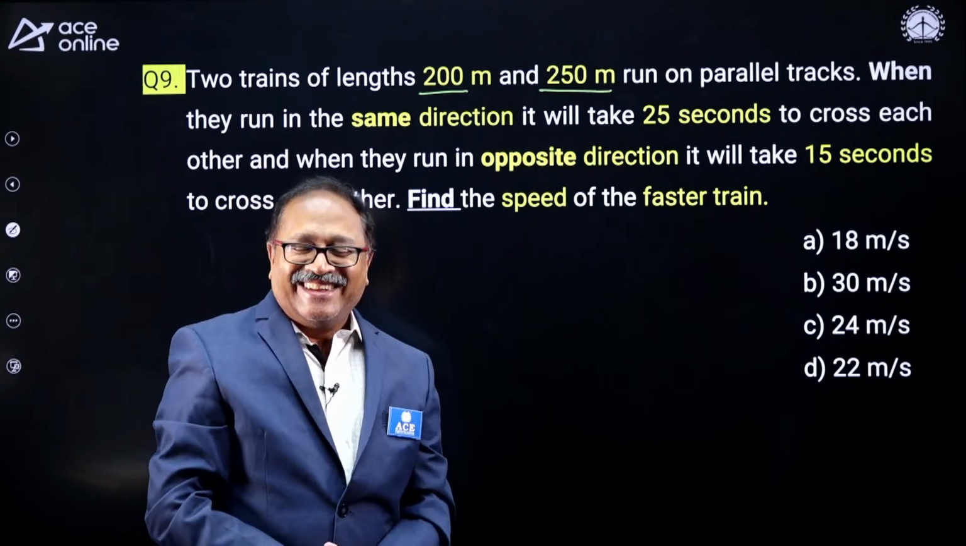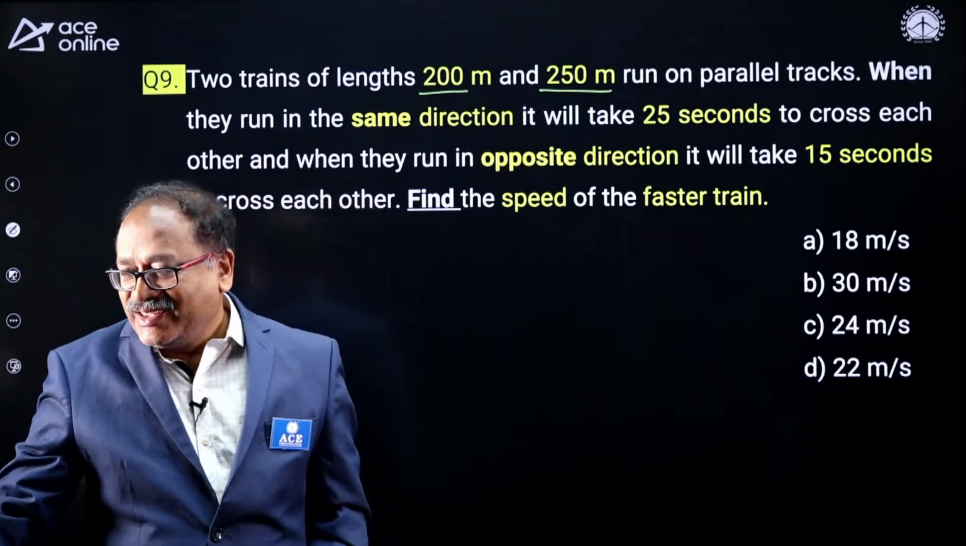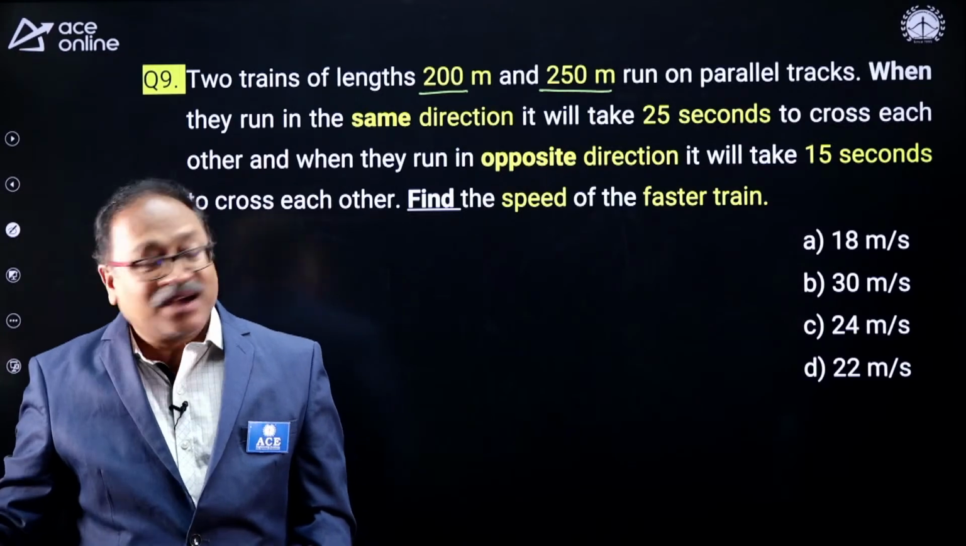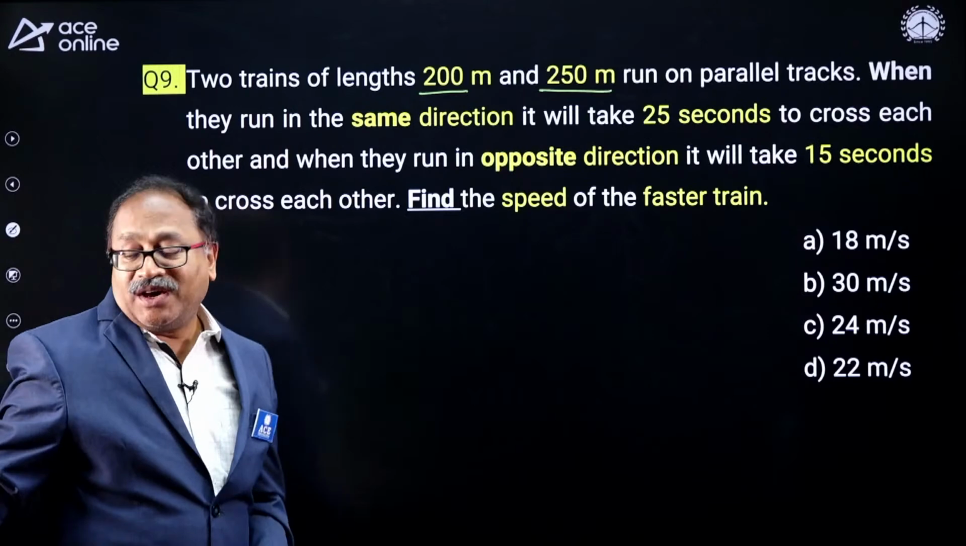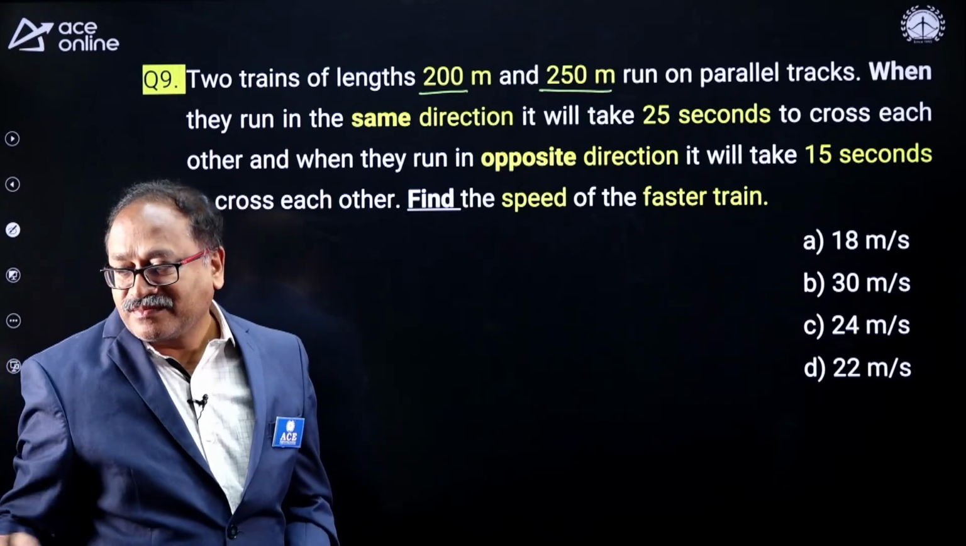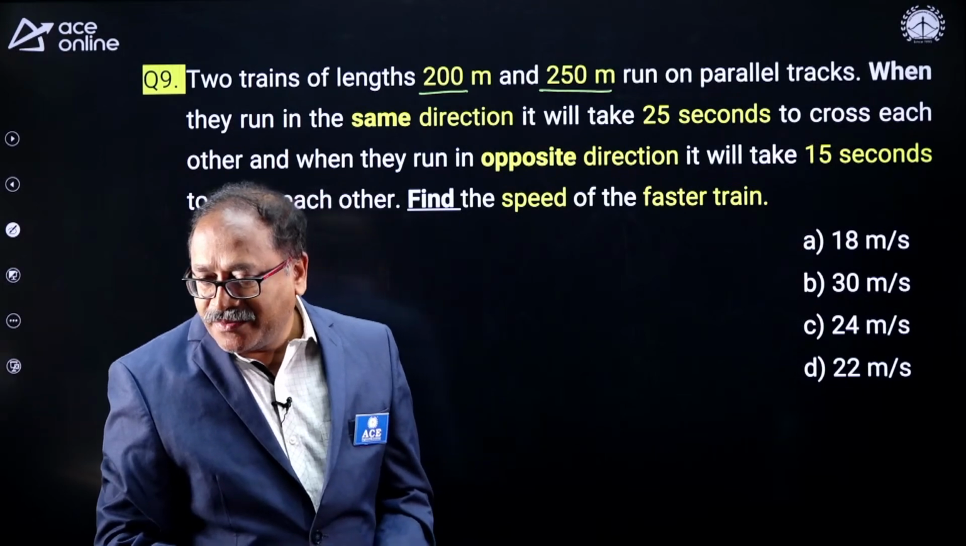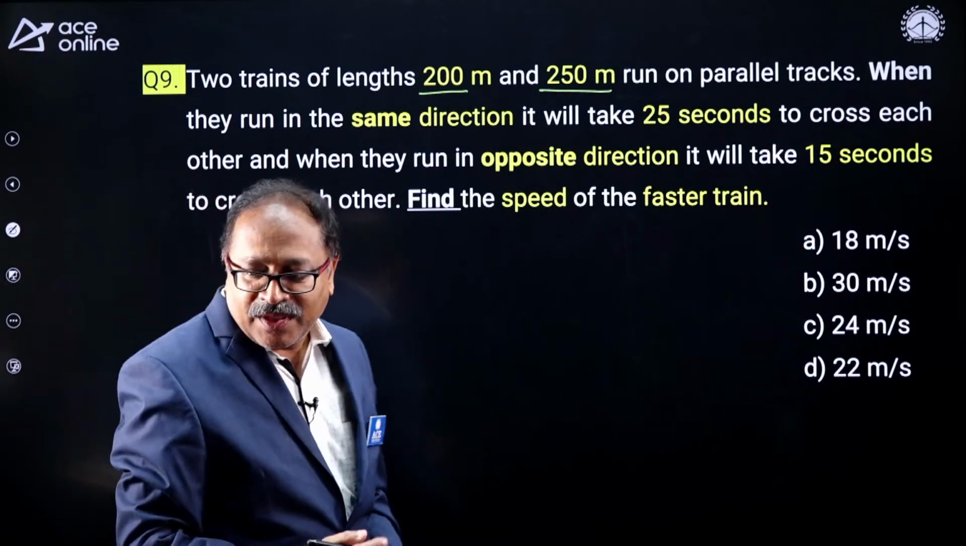Notice that the total length is given to us: one train 200, another train 250. Try this, my friends. I am sure you will get the answer. We are on question number 9. Anyone answer it? Swara? Jaya?